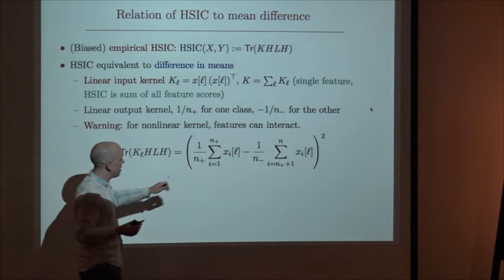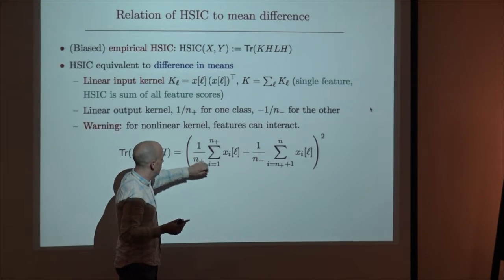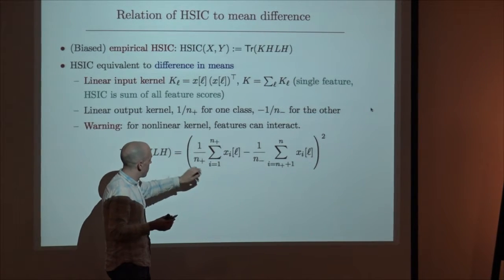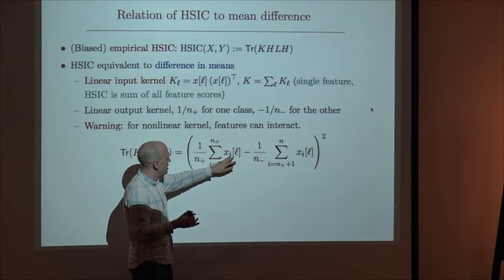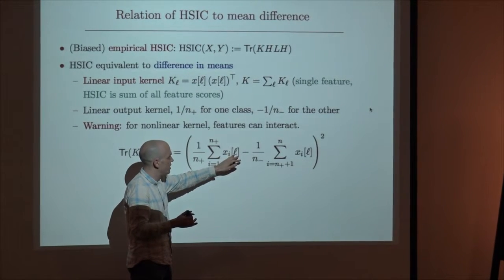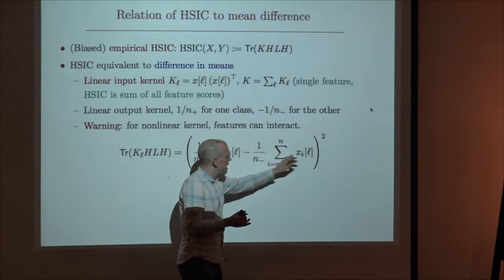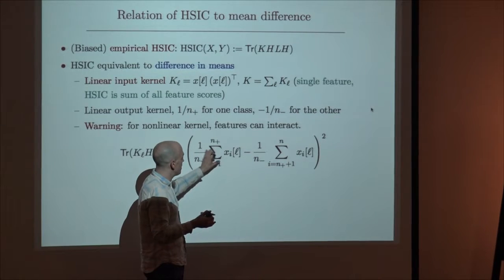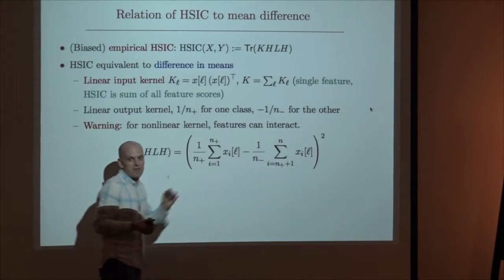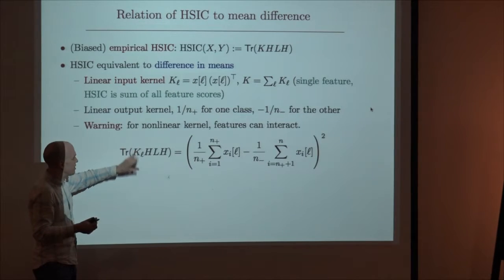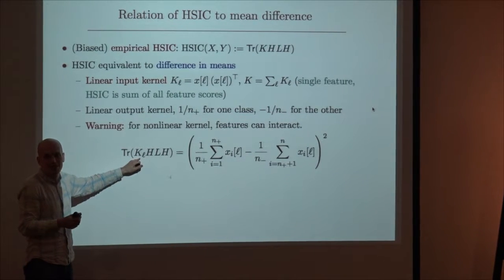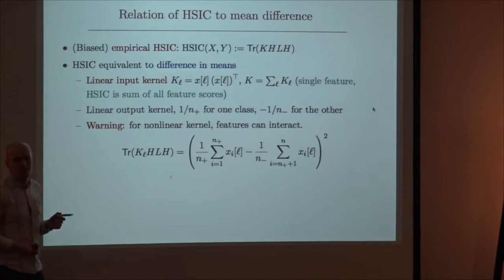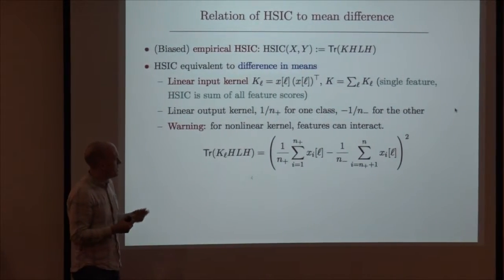And when you multiply everything out, what I get is basically the average of the nth coordinate for the positive class minus the average of the nth coordinate for the negative class. Okay? So in other words, just the average difference of the nth coordinate. And that's like the score for the nth feature here. And then when I take the sum of those, that's my complete HSIC. So this is quite nice.